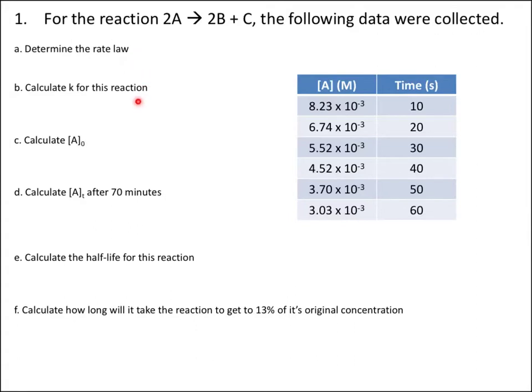And then I'm going to have to calculate the K for the reaction, calculate the initial concentration, and then the concentration after 70 minutes. Then it wants the half-life, and essentially how long it'll take for the reaction to proceed to where there's only 13% of its original concentration. A lot of information to go through, and I have to go through it pretty much sequentially, and it all starts with getting this graphed and figuring out the order.